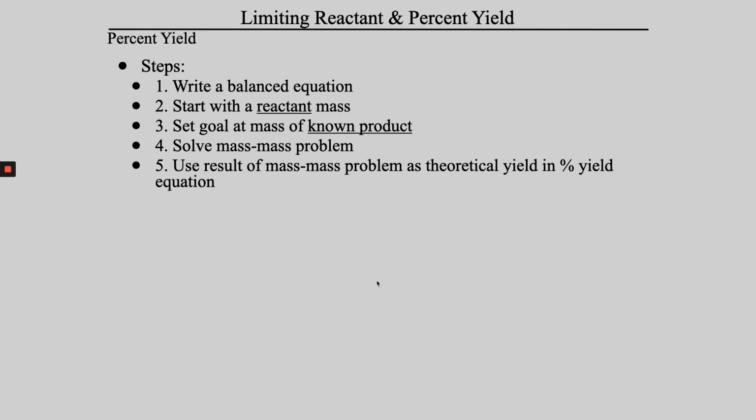All right. So, guys, once again, if you're the kind of person that finds steps supportive, comforting, guys, it goes like this. Write a balanced equation. Start with the mass of a reactant. That's going to be important. Guys, set your goal at the mass of what we call the known product. Then solve the mass-mass problem. Then use that mass as the theoretical yield in your percent yield calculation. So guys, we're going to do this. And then you're going to have time to get some good stuff done.